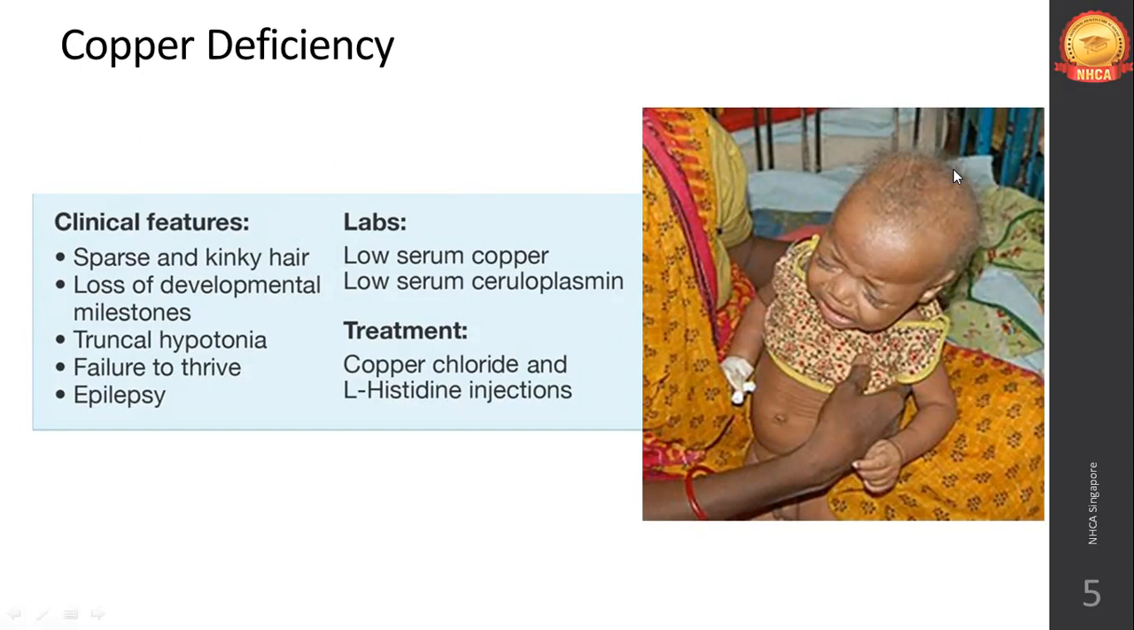These are the tests you do to understand the copper concentration in your plasma: low serum copper levels or low serum ceruloplasmin levels. Ceruloplasmin is a copper protein complex in which copper is circulated in your blood. For treatment, copper chloride or L-histidine injections are given. Don't just depend on copper vessels for treatment, because copper has to be present in a specific combination with another mineral so that it enhances absorption.